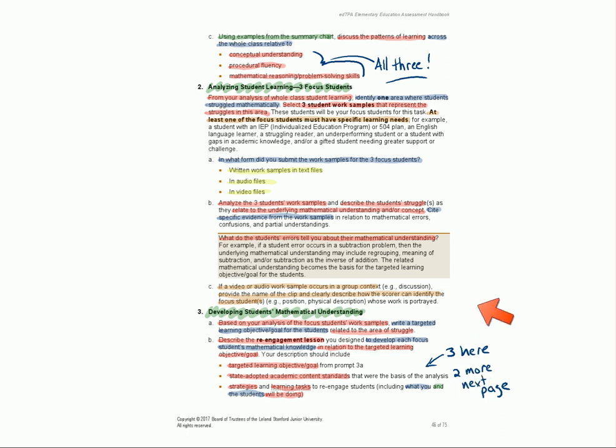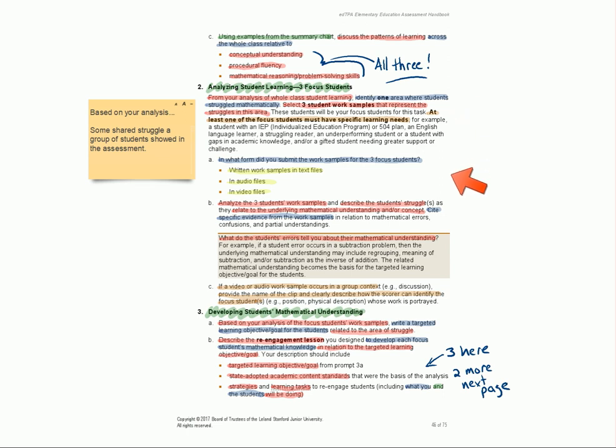All right? So I'm going to go over the key points from this page. All right. So going back up to 2. Analyzing student learning, the 3 focus students. Remember, you want to focus on ones that have shared a particular struggle based on your analysis. Some shared struggle a group of students showed in the assessment. So your 3 focus students shared something in common, a particular struggle.